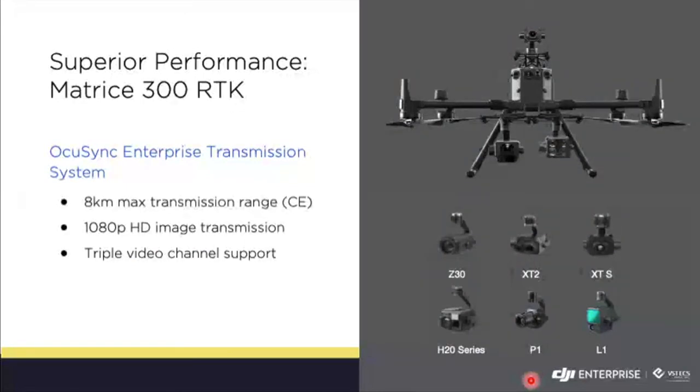It also has a maximum transmission range of 8 kilometers, 1080p high definition image transmission, and triple video channel support. So it can support these gimbals: the Z30, XT2, XTS, H20 series, the newly launched Zenmuse P1 and the Zenmuse L1. P1 stands for photogrammetry and L1 is used for LiDAR inspection.